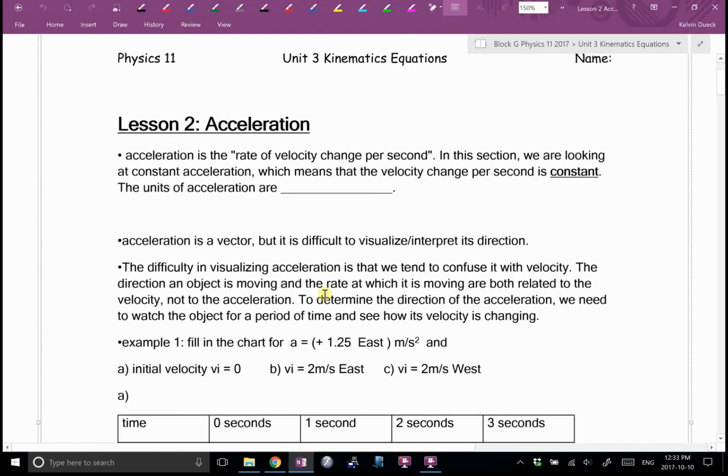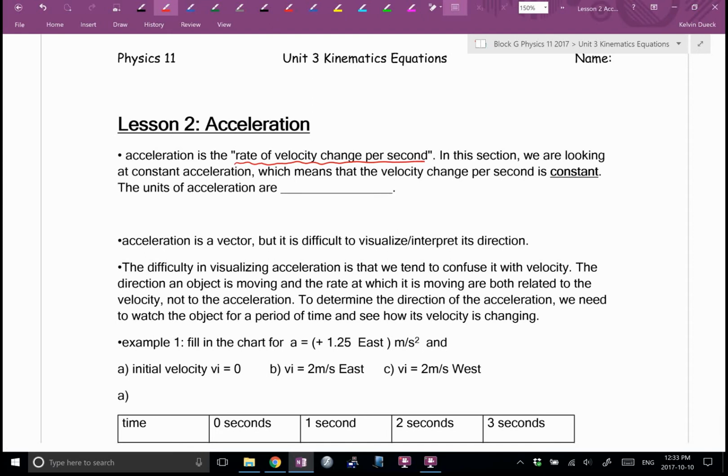Acceleration is the rate of velocity change per second. We're going to underline that, even though it's a fancy schmancy definition. I'm going to give you a better definition, but we start out with that's how it's defined. The rate of velocity change per second.